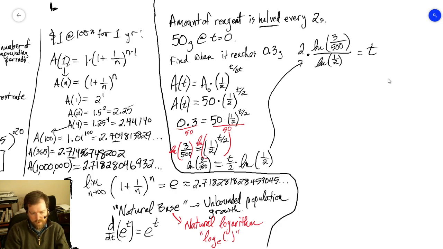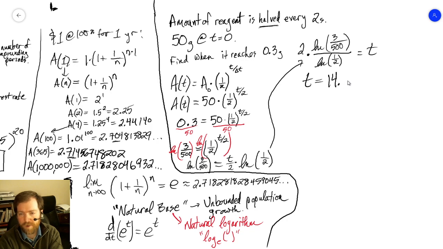Okay, so now we get 2 times the natural log, parentheses, 3 over 500 divided by the natural log of, parentheses, 0.5, 1/2, whatever you're doing. And so this gets us a t value of a very small number, comparatively. 14.7616 seconds.